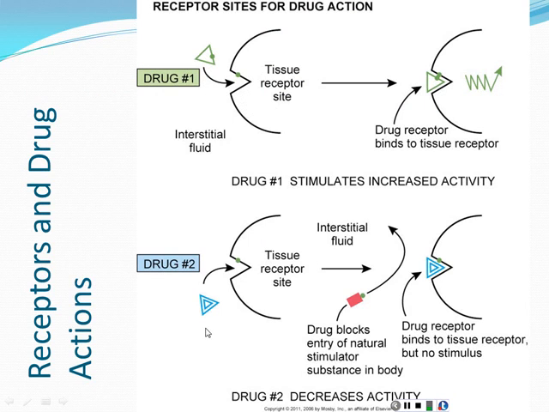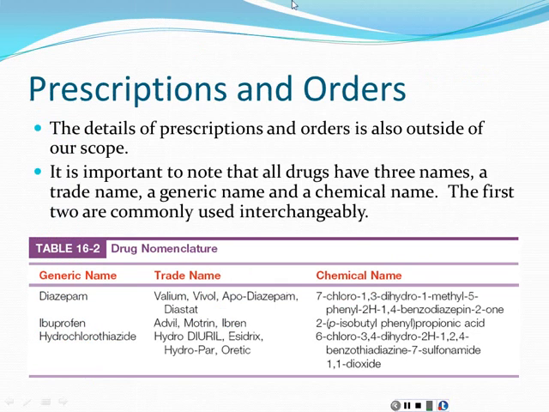This is an antagonist. One way the antagonists work is they block a site. So drug number 2 clicks in here, and now the original chemical that would have activated this receptor can't get to that receptor because it's blocked. So this would be like a beta blocker or a calcium channel blocker. So antagonism and agonism. All right.